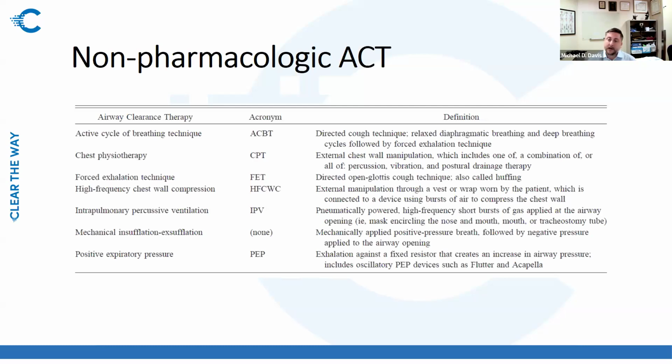Chest physiotherapy, which is arguably the oldest form of ACT, in which we literally thump on our patients from outside of the chest wall and try to both rattle those secretions loose and also, in theory, get them up and out where it's easier to cough them out. And then we have different devices that can alter the way that secretions move around in your airway, through your breathing pattern or through actually putting different pressures on your airways. Next.